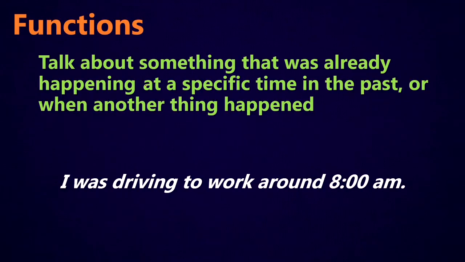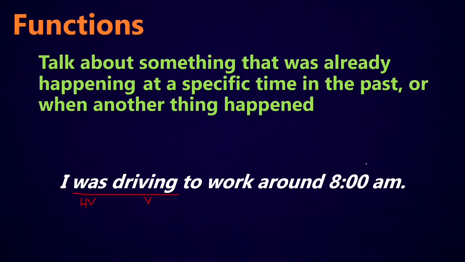Basically, we use the past progressive to talk about something that was already happening at a specific time in the past, or when another thing happened. For example, I was driving to work around 8 a.m. If I look at this sentence, my verb is was driving, which is past progressive. So I see my helping verb here, was, and I see my main verb, driving.